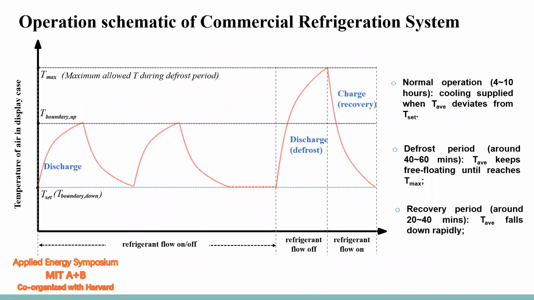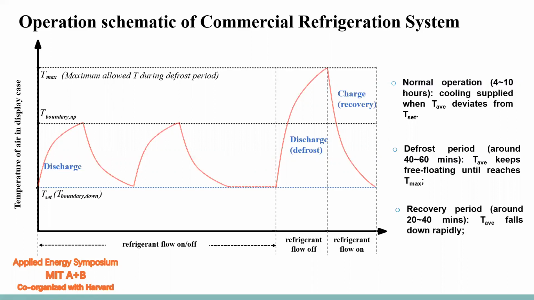This is the control schematic of the commercial refrigeration system. For a given air temperature set point and acceptable dead band, the cooling is turned on when the case air temperature deviates from the set point, while the temperature of the refrigerant in the display case evaporator is typically sub-zero. This will ultimately block the airflow and dramatically reduce the cooling capacity.